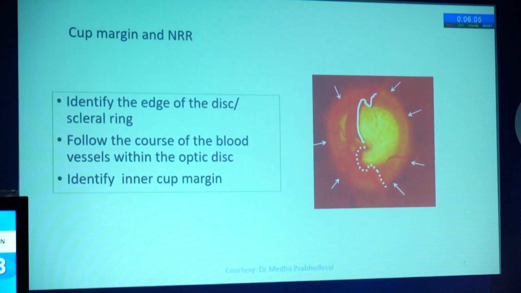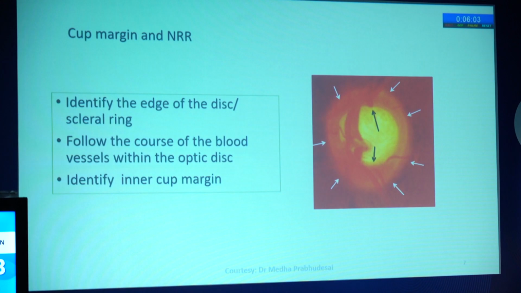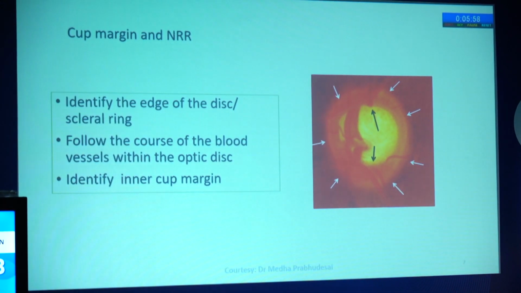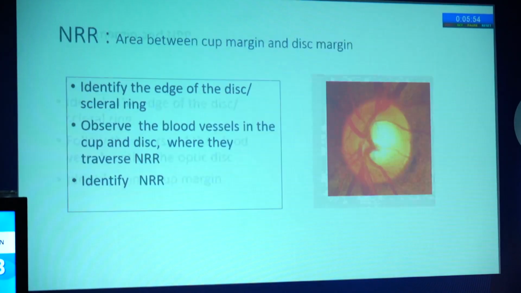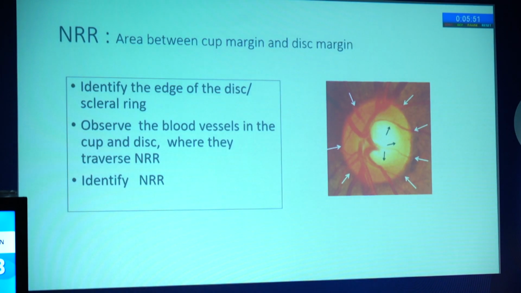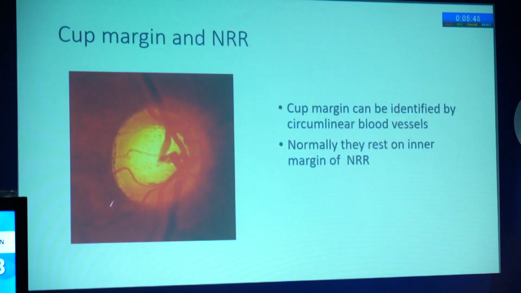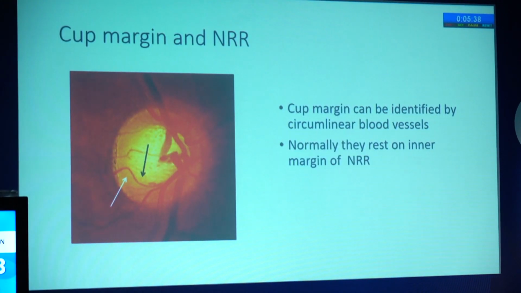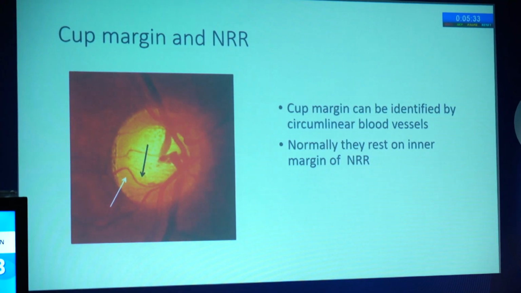How to identify the cup margin and neuroretinal rim? You need to identify the edge of the disc, that is the scleral ring. Follow the course of the blood vessels within the optic disc and identify the inner cup margin. Again, identify the edge of the disc, observe the blood vessels, how they come over the neuroretinal rim, and then you will be able to identify the inner cup. The next clue is the circumlinear vessel, because normally they are on the inner margin of the cup, that is the NRR, and you will be able to find the NRR very clearly.